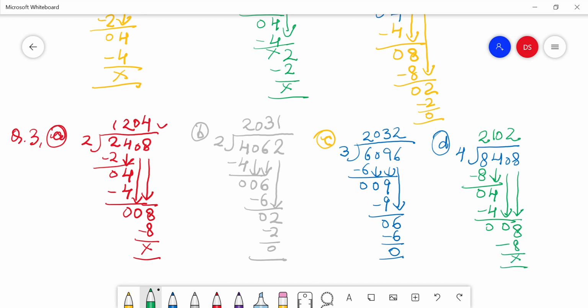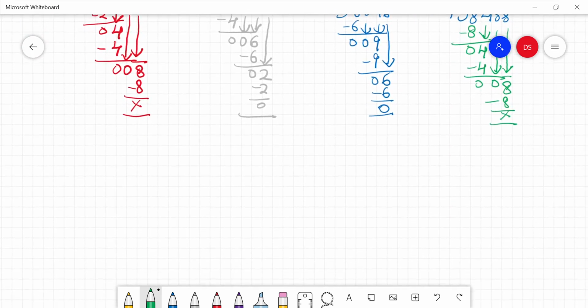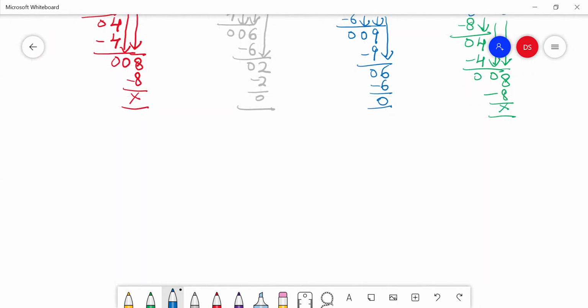The answer is 2102. Now we will move to the next question, that is question number 4. A part. The question is 4008 divided by 2. 2 2s are 4.